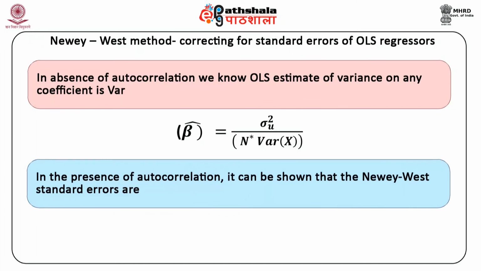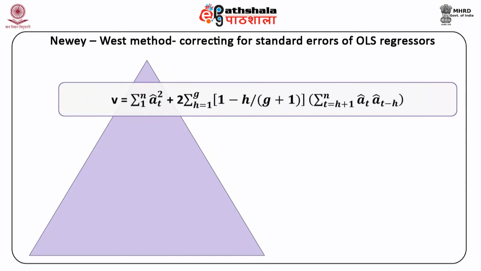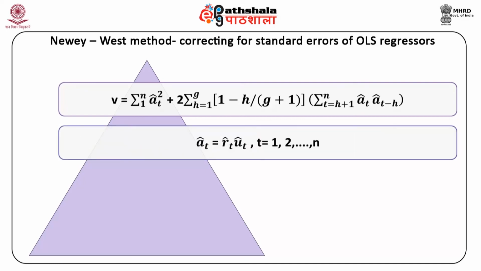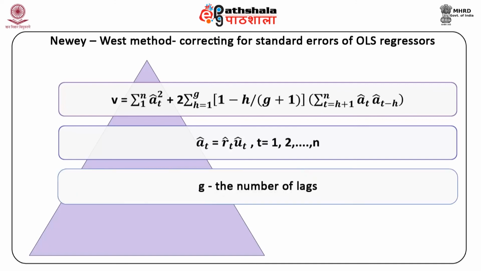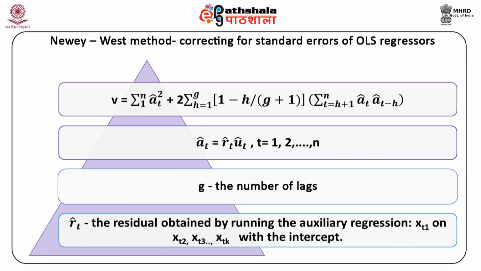In the presence of autocorrelation, it can be shown that the Newey-West standard error is: variance of beta star is equal to variance of beta hat into nu upon sigma u hat, where nu is equal to sum over t from 1 to n of at hat square plus twice the sum over h from 1 to g of (1 minus h upon g plus 1) into the sum over t ranging from h plus 1 to n of at hat into at minus h hat. At hat is equal to rt hat into ut hat, where t is equal to 1 to n. g is equal to the number of lags, and rt hat are the residuals obtained by running the auxiliary regression xt1 on xt2, xt3 till xtk with the intercept.